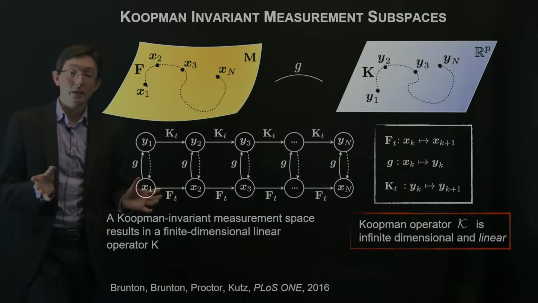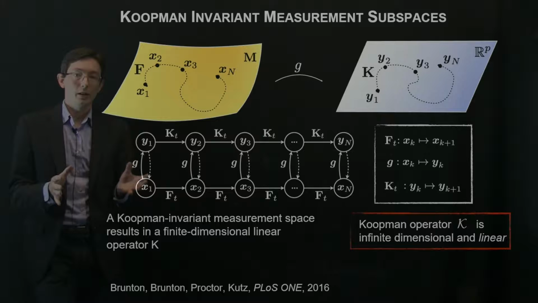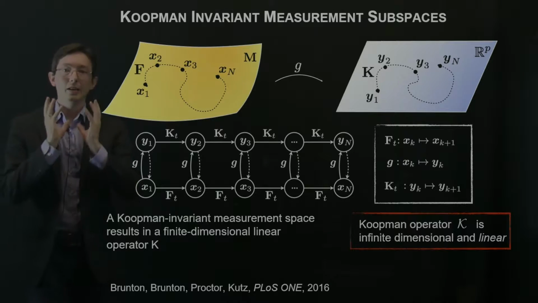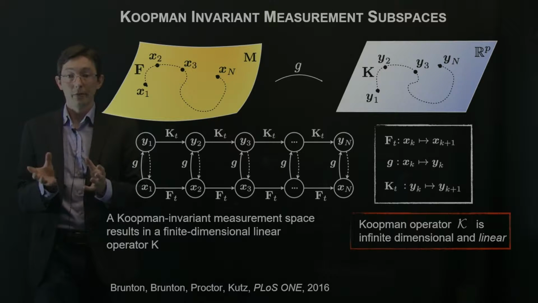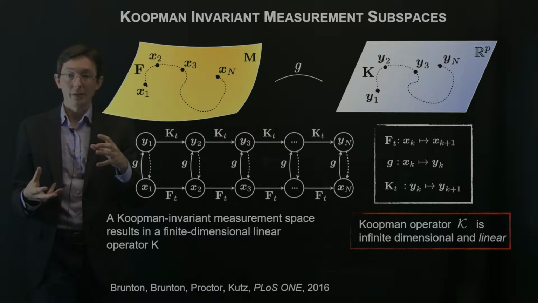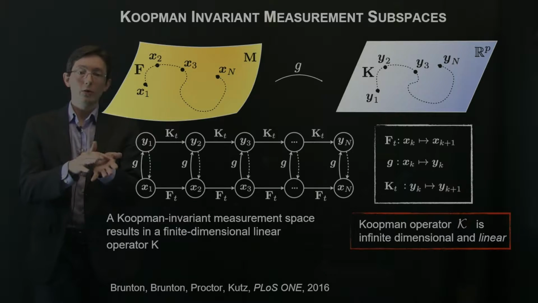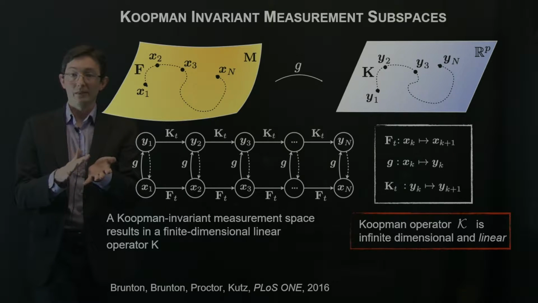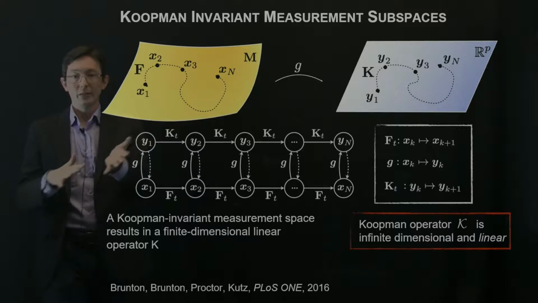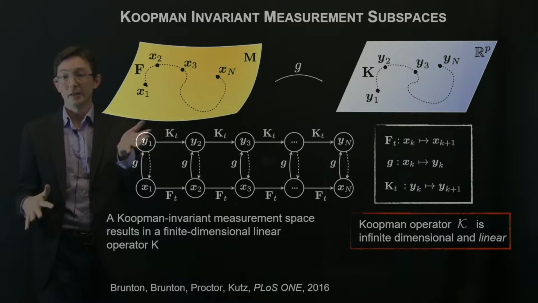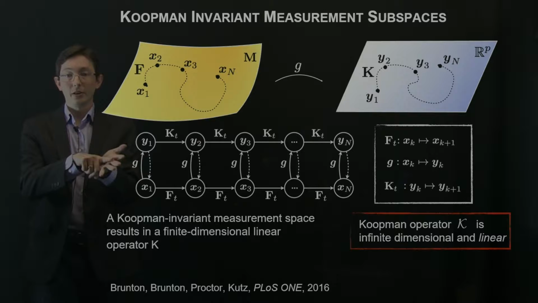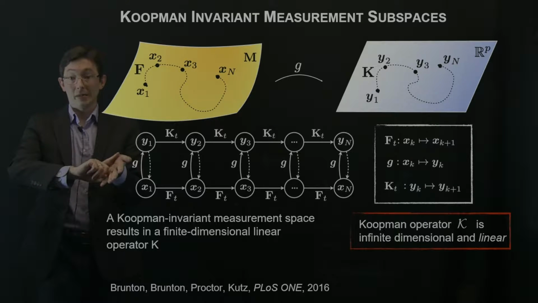And the perspective we've been taking in recent work is that to get a good finite dimensional approximation of the Koopman operator, you need a Koopman invariant measurement space. This is a subspace of your infinite dimensional Hilbert space of possible measurements, where if I took a measurement of my system in this subspace and I hit it with Koopman, I would stay in the subspace.